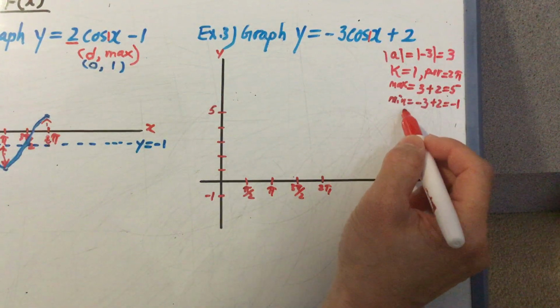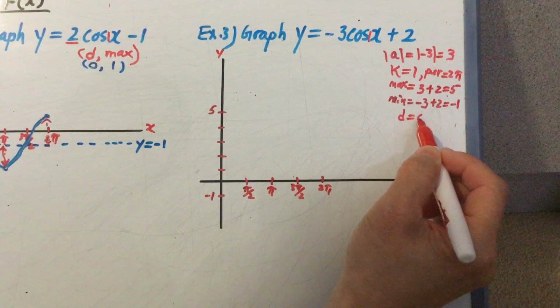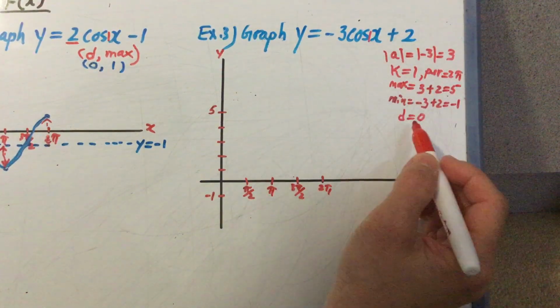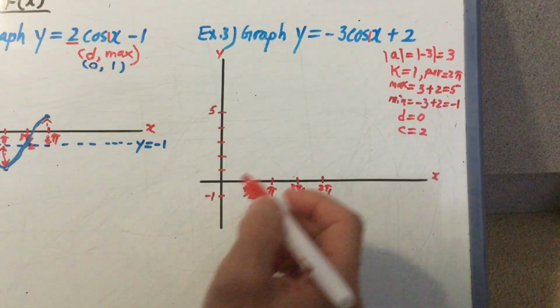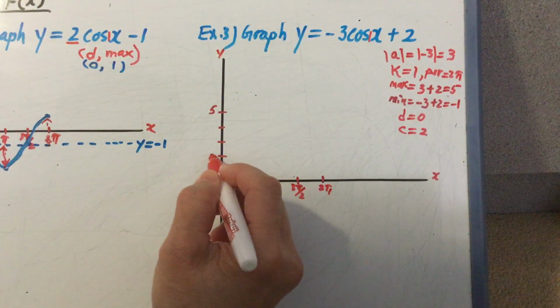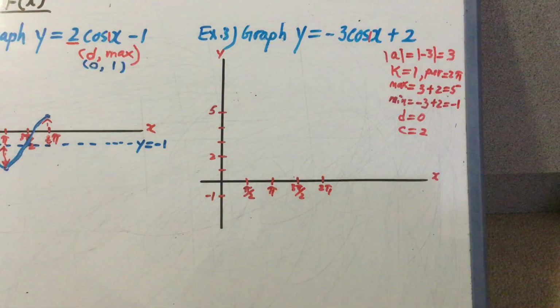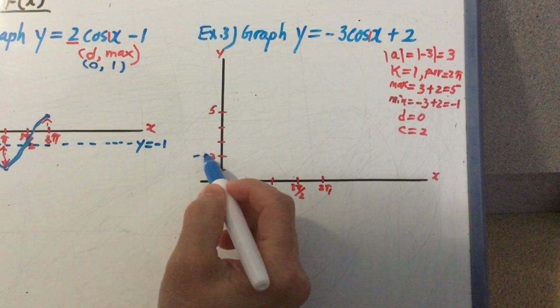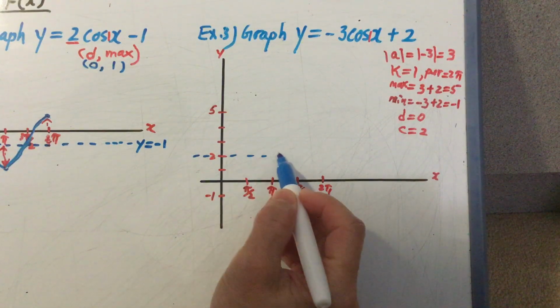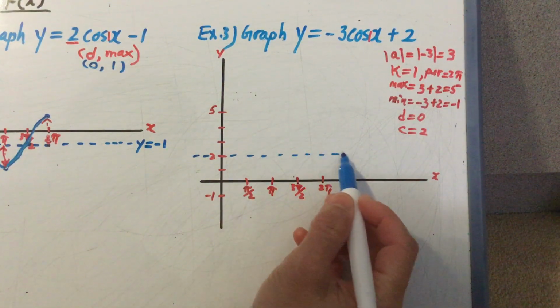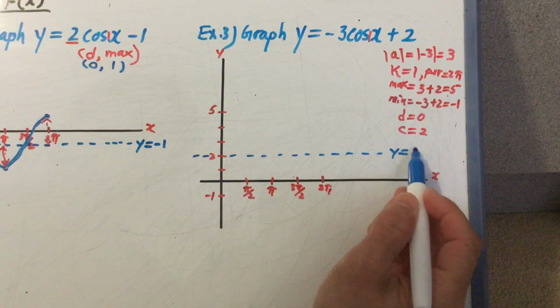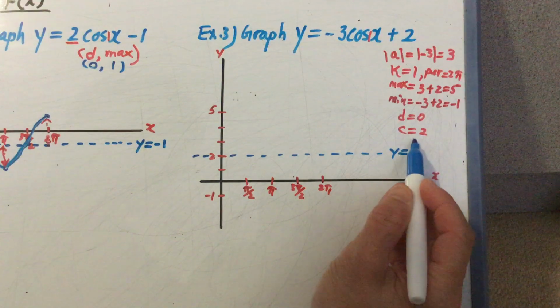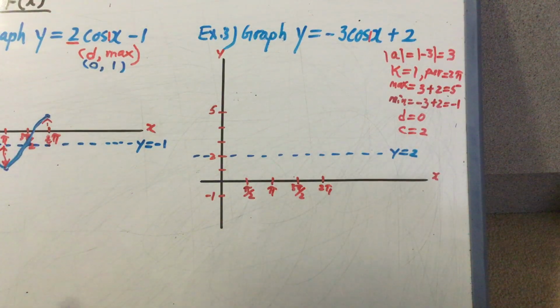So this one has no phase shift. The d is 0, but the c actually is equal to 2, okay? So we know that up here at 2, I should have my equation of axis. So I should have this broken line here showing the equation y equal to 2, okay, because the c is equal to 2.